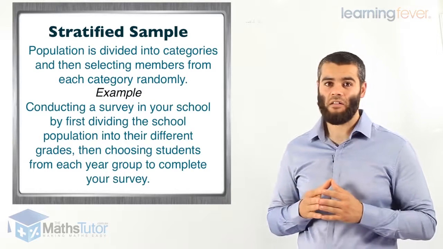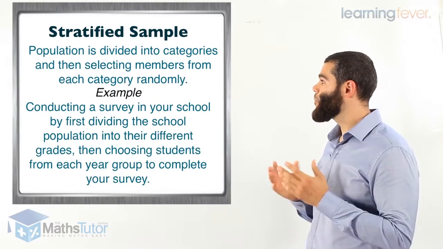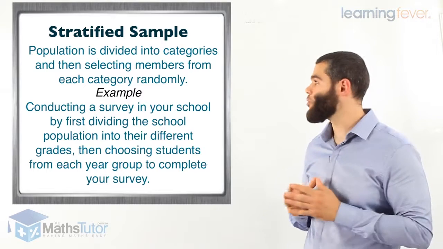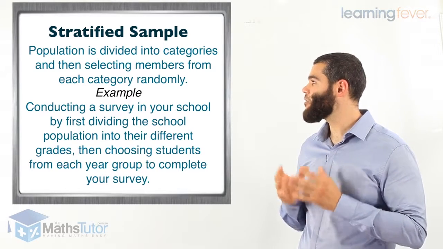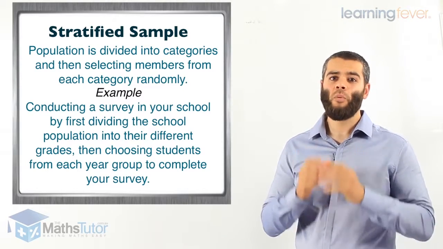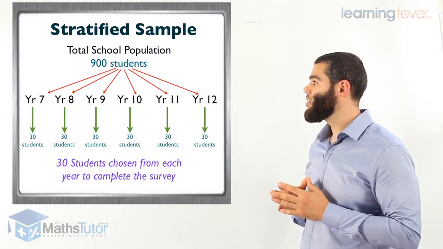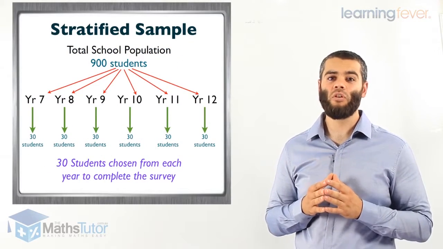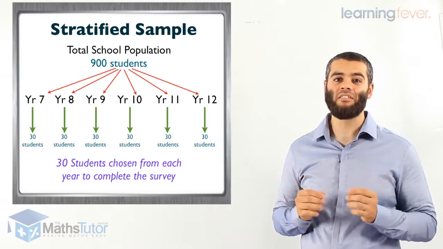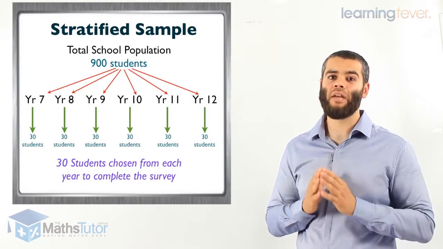A stratified sample. What do we do here? Well, basically, the school population is divided into categories, into subgroups, and then members are selected from each category, from each subgroup, and then surveyed. So here we have the total population of 900 students. The 900 students are divided into their grade or their year groups. So we have Year 7, Year 8, Year 9, Year 10, Year 11, and Year 12. Each year is a subcategory.